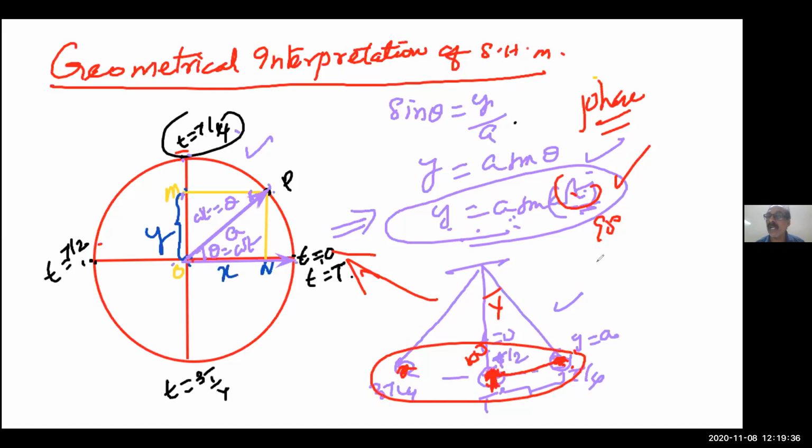So this is a simple harmonic motion because we explained this motion in terms of sine. With cos also you can explain. If you study x, you see, this is theta. Cos theta is equal to adjacent side x divided by A, the hypotenuse. So x is equal to A cos theta.